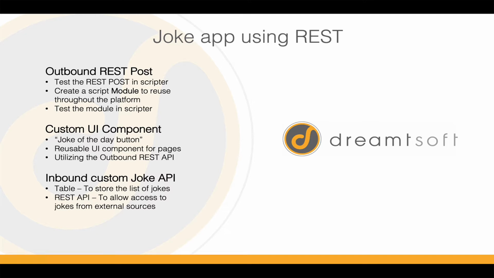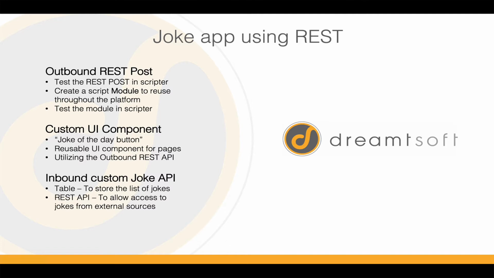And then finally, what we can do is turn Dreamtsoft into a joke repository for external systems to hit. So we're going to create a custom inbound REST API. We're going to load the system up with jokes, and then we're going to be able to hit that from our browser or from an external system. And we can now return a joke from Dreamtsoft so people can hit our API and pull in a joke if necessary.